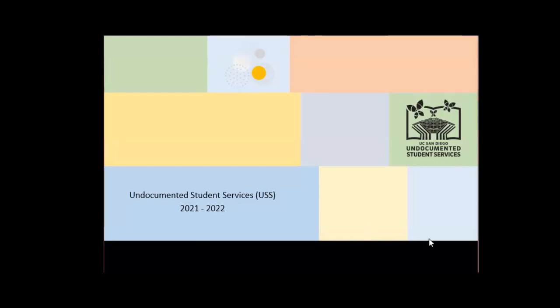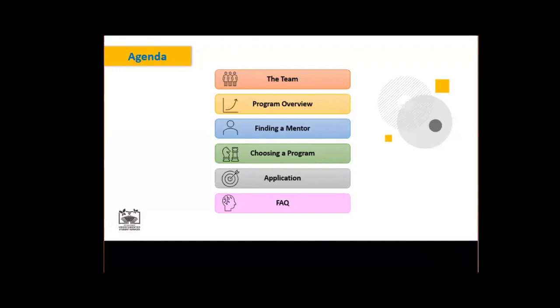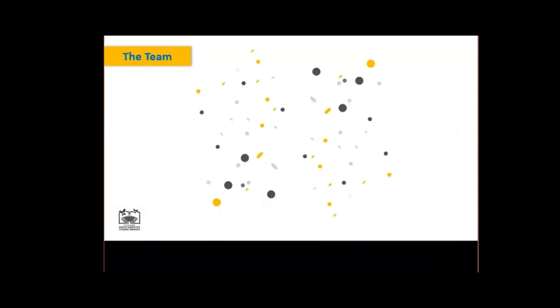This video is an informational presentation for UC San Diego undocumented students who want to learn more about the 2021-2022 PACE Fellowship programs offered by Undocumented Student Services. In this presentation, we will provide an explanation of what the PACE Fellowship is, the difference between the two types of PACE Fellowship programs offered, tips on finding a mentor, identifying which programs is best for you, where to apply, and finally, we will end by answering some frequently asked questions.